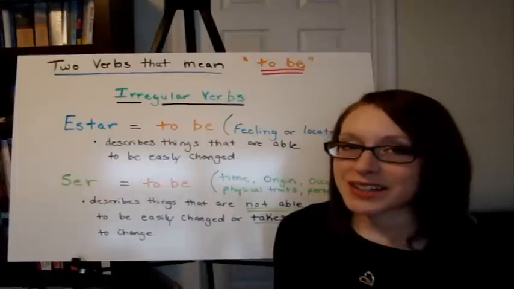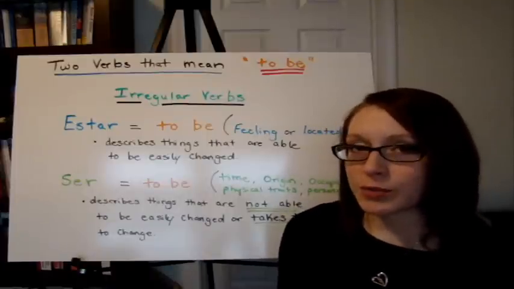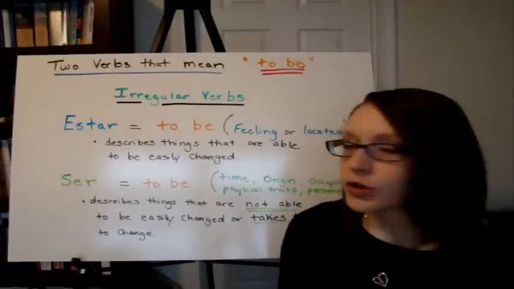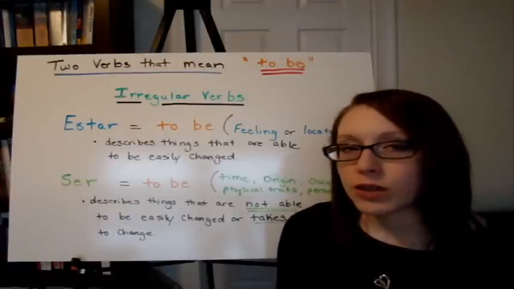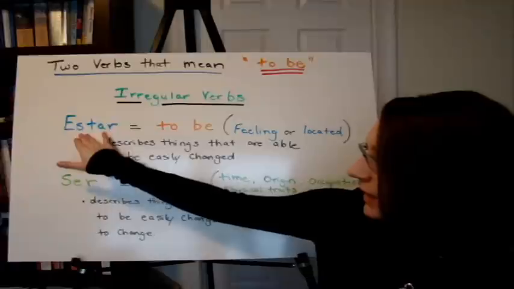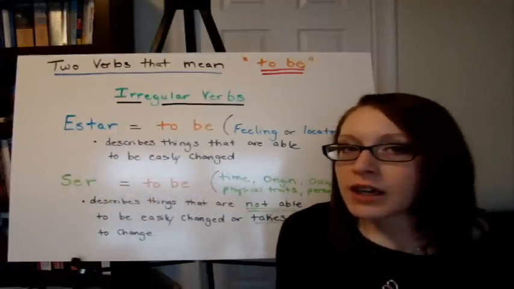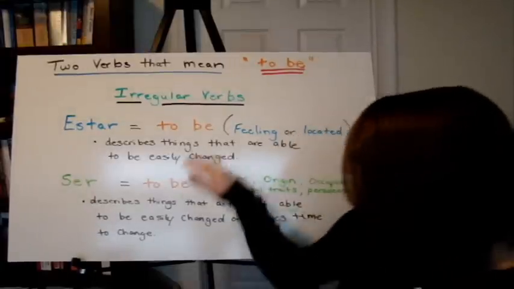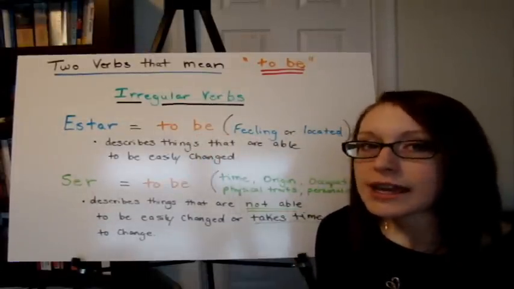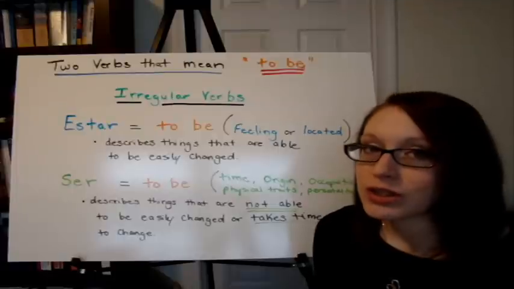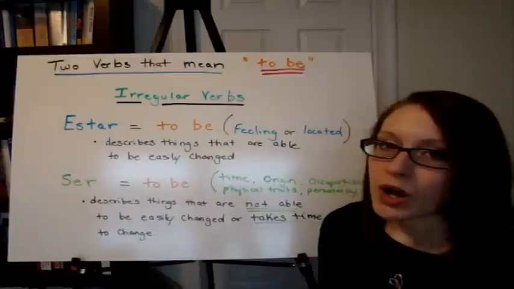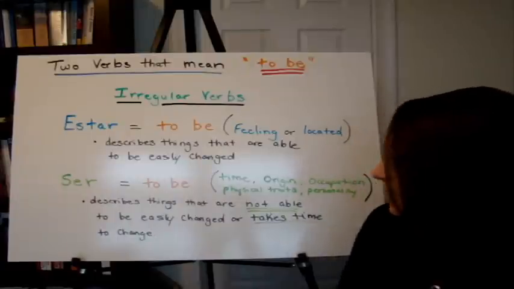Hola estudiantes. In today's lesson, I'm going to talk to you about two verbs that mean the same thing, to be. These two verbs are both irregular, and one of which you have already learned a few lessons back. That would be the verb estar. During that lesson, I told you that this verb means to be, and there is another verb that means to be that you will be learning about later, and this is the day that you are going to learn the verb ser. First, let's just review the reason why we use estar.